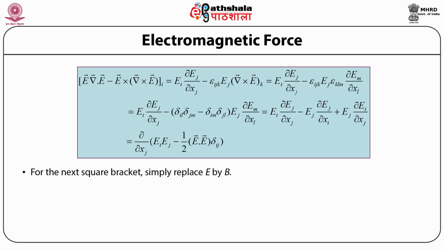This can then be written as electric field E subscript i, that is the ith component, times the partial differentiation with respect to the jth component of the position, that is x_j, of the electric field component E subscript j, minus epsilon subscript i j k times the jth component of the electric field times epsilon subscript k l m times the partial differentiation with respect to the position component x subscript l of the electric field component E subscript m.